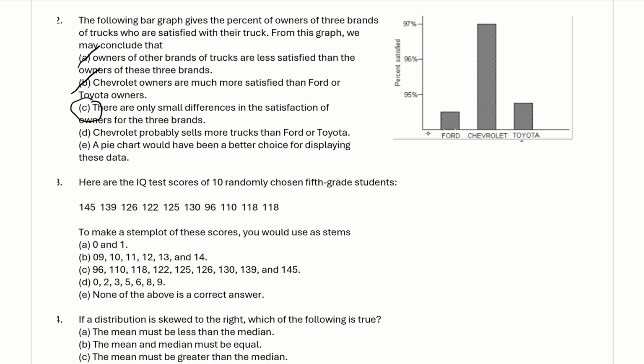All right, so it might be a little bit more than 2%. Like here is 2.5% perhaps, but it's in a neighborhood of 2.5 to 3%. So it's really small. Part D, a Chevrolet probably sells more trucks than Ford or Toyota.